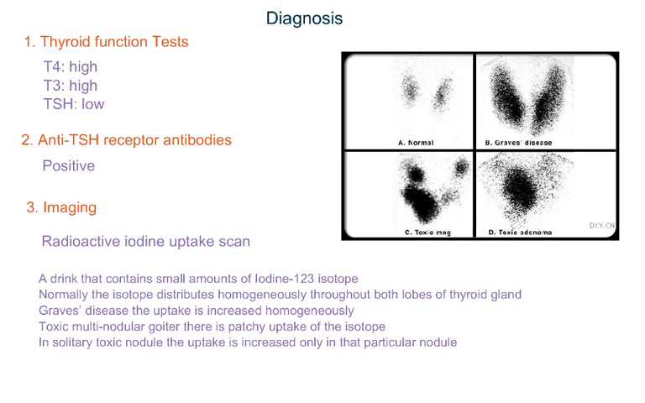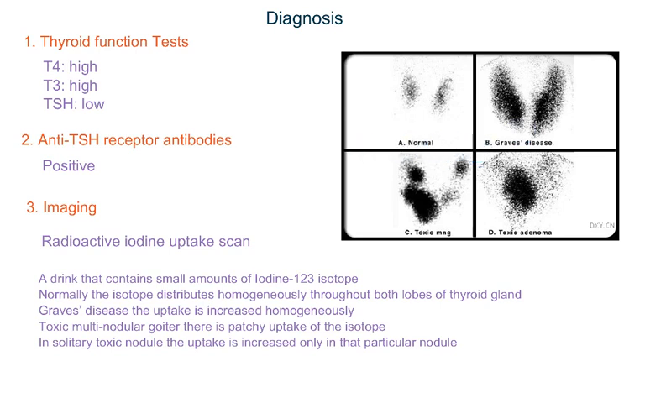If after clinical examination and thyroid function test, the etiology of hyperthyroidism is not confirmed, then we can do radioactive iodine uptake scan. We give a drink to the patient that contains small amounts of radioactive iodine. The radioactive iodine is only taken up by the thyroid gland in the body. So normally it distributes homogeneously throughout the thyroid gland, as you can see in this first picture. In Graves' disease, the uptake is homogeneous, but it is increased. You can clearly see the difference that in Graves' disease, the thyroid lobes are way darker than the normal ones.